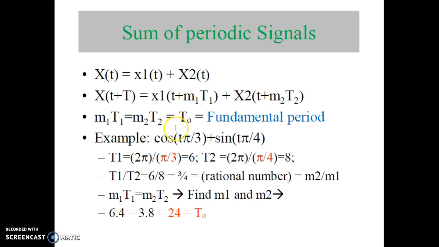If we consider t1 equal to 2 pi upon pi by 3, you can get 6, and t2 equal to 2 pi upon pi by 4, this is equal to 8 for this given example. So t1 upon t2 you can get 3 upon 4, which is nothing but a rational number. So this is related to these examples, what will happen if we add two periodic signals.